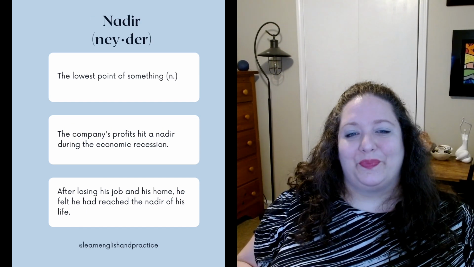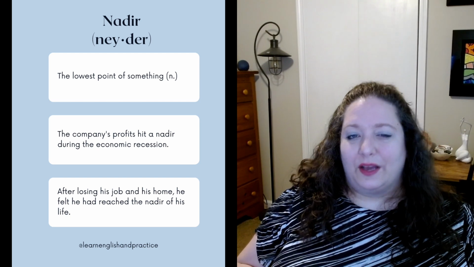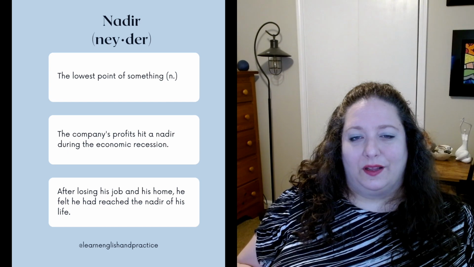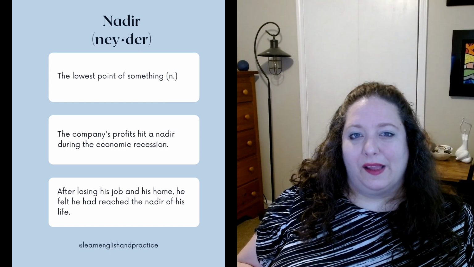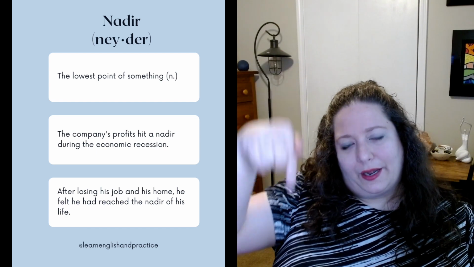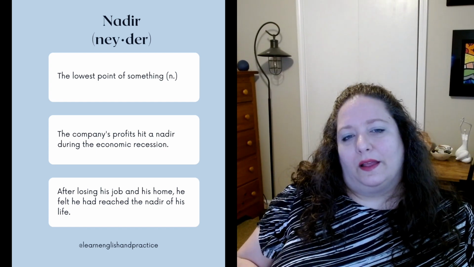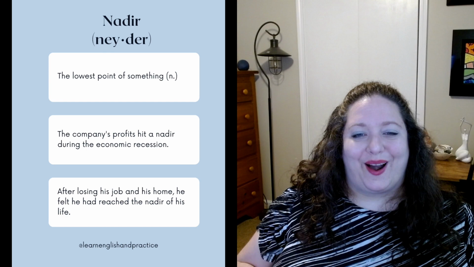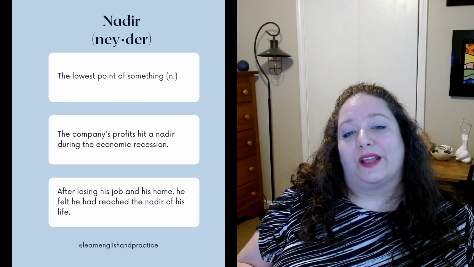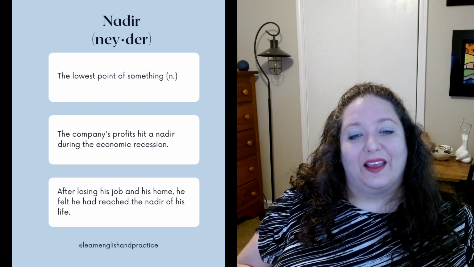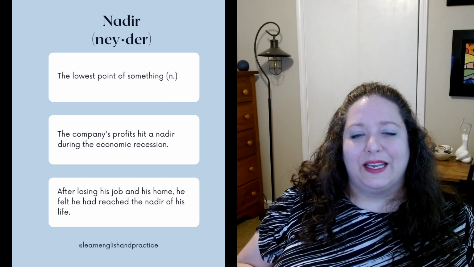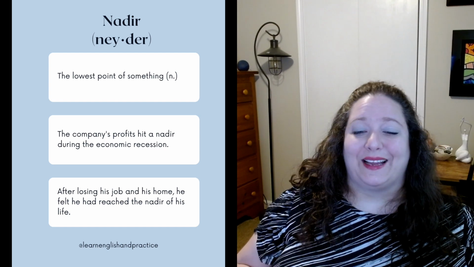Here's nadir. This means the lowest point of something, and it's a noun. So in astronomy, you have the zenith and the nadir, the highest up point and the lowest. The examples I have here are: the company's profits hit a nadir during the economic recession. After losing his job and his home, he felt he had reached the nadir of his life.